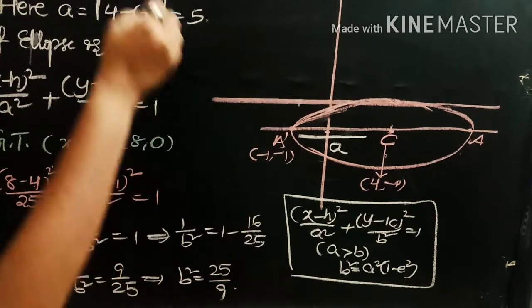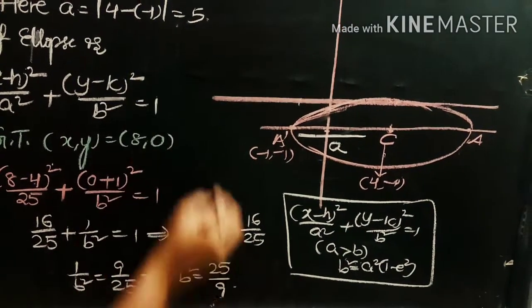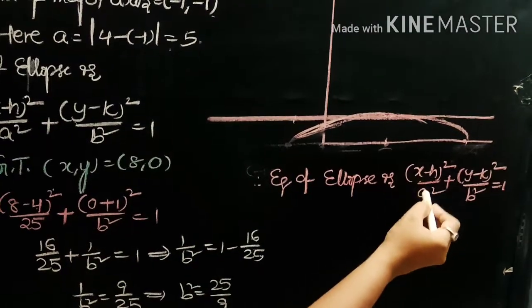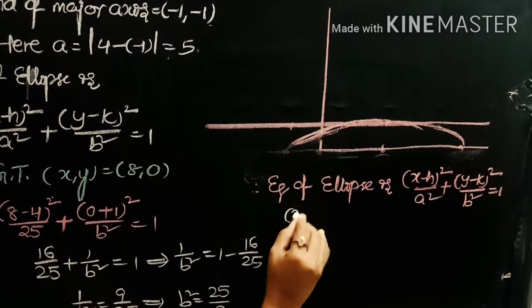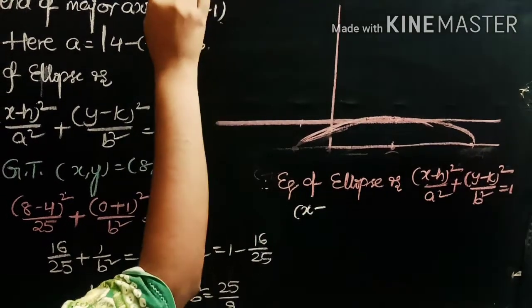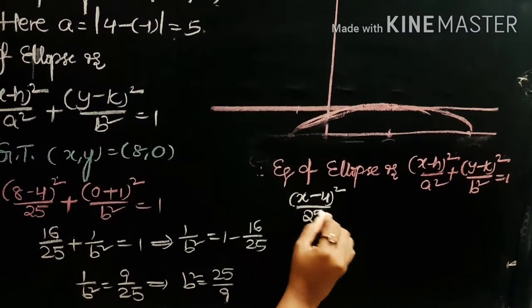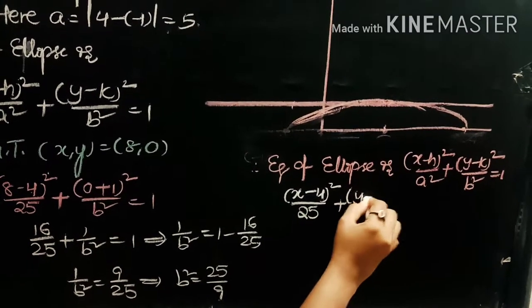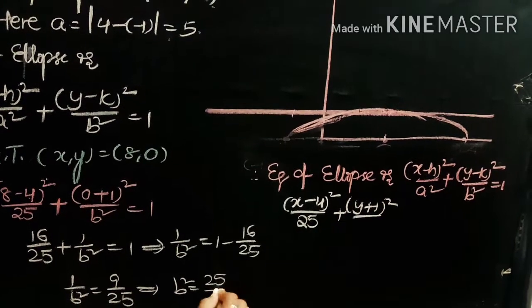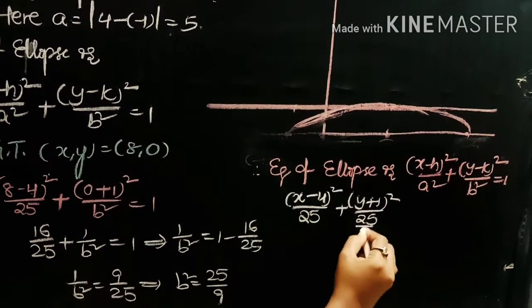Now we are substituting these two values in the ellipse equation to get the required answer. That is (x minus h) whole square by a square plus (y minus k) whole square by b square is equals to 1. That is x minus h value 4. (X minus 4) whole square by a square, a is equals to 5, 25, plus (y minus k) whole square, y minus minus 1, (y plus 1) whole square by b square, 25 by 9 equals to 1.